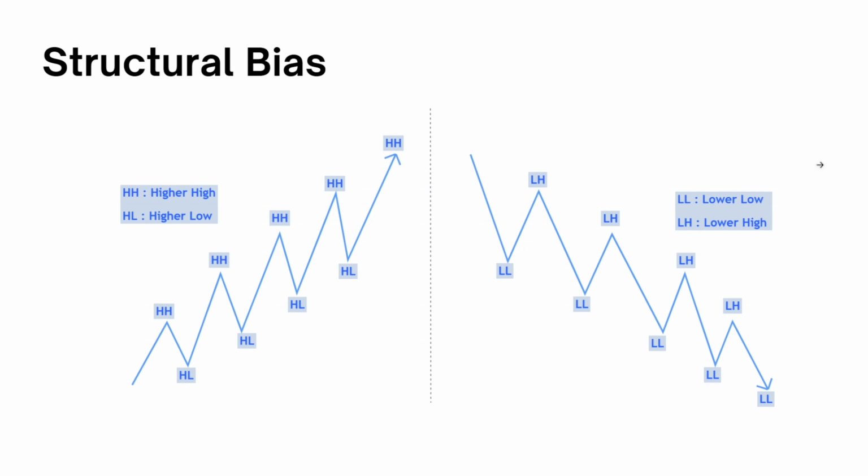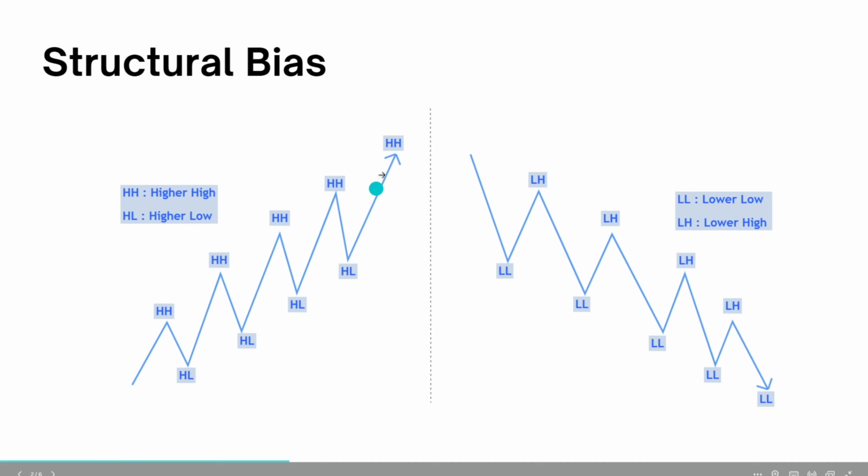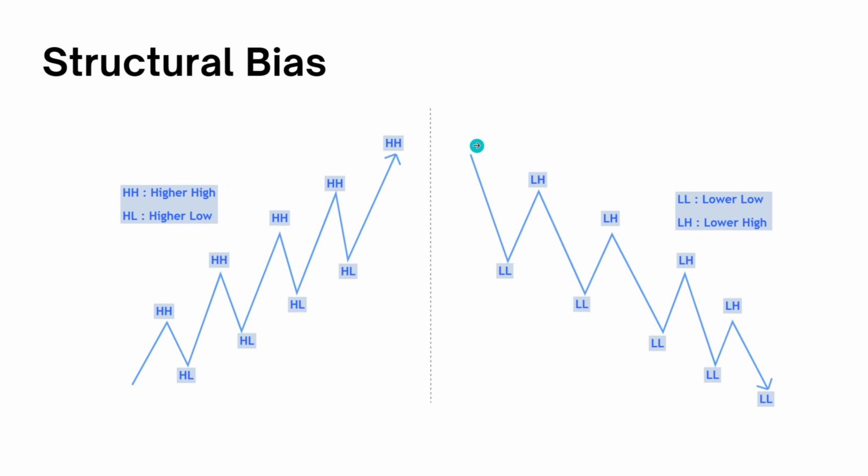It's a so simple, 5-step trading strategy. So number one, structural bias. Now you're probably asking, well, structural bias, that's kind of simple. That's just plain old market structure.